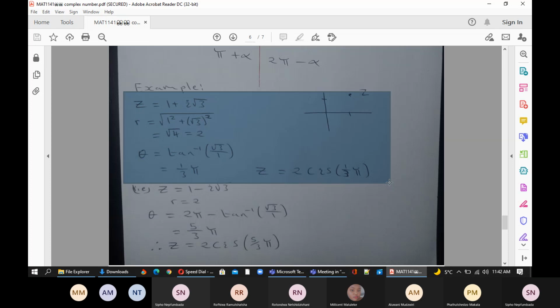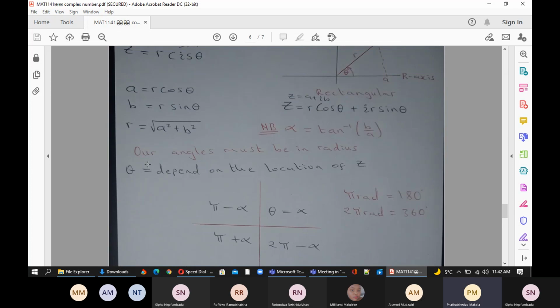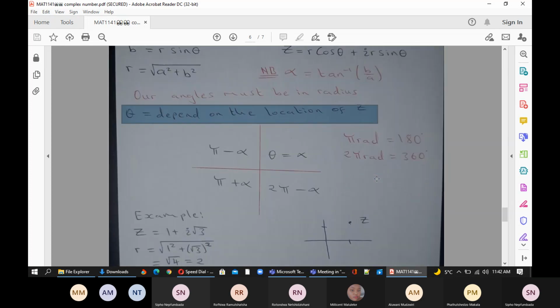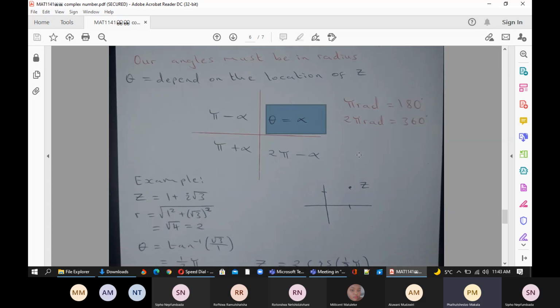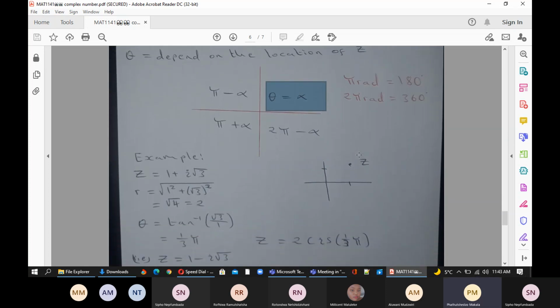And here, if you can check, why did we say theta is equal to tan inverse of root 3 over 1? Because I have stated everything here on your notes. Theta depends on the location of z. So our z location is here, and we know that theta here is equal to tan inverse. Are we together?